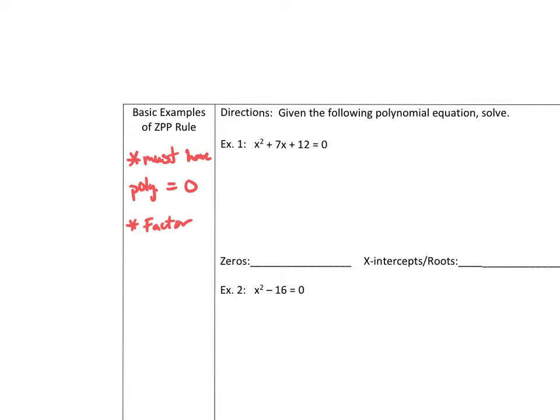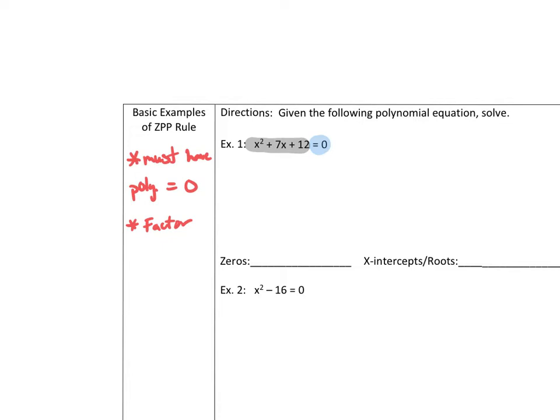So looking at this first one, we have x squared plus 7x plus 12 equals 0. The first thing we always want to double check is to make sure it's equal to 0, which it is. So from there we want to look at what we have left. What I have left is x squared plus 7x plus 12, and that is a trinomial. So we're going to try to factor this. The first thing we would do is try to factor a GCF out.